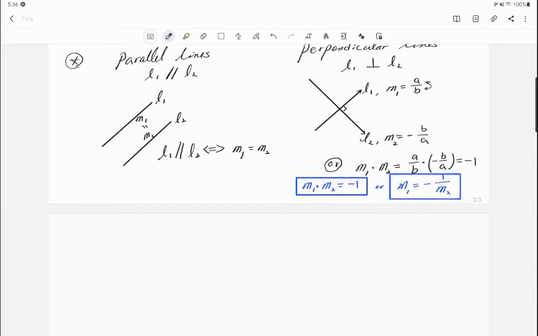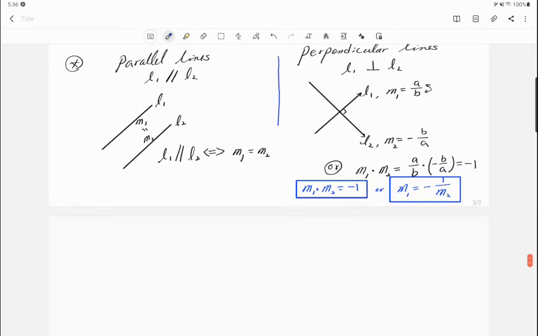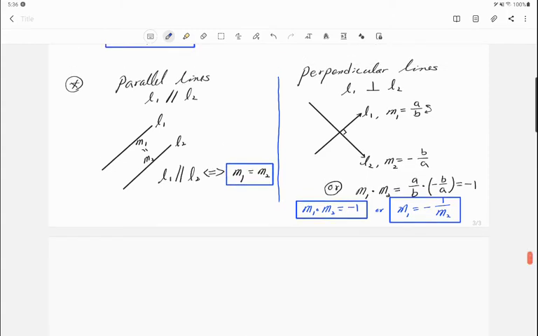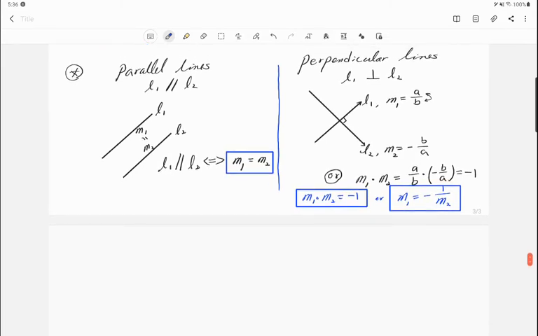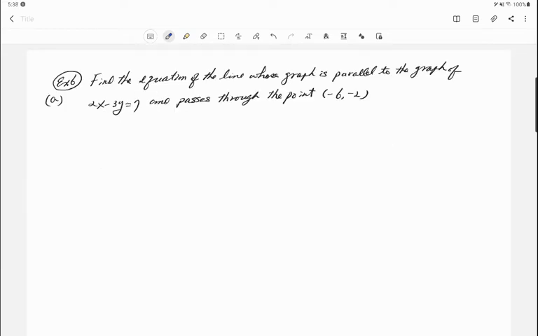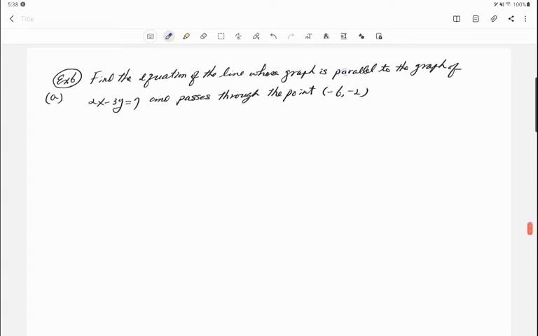Okay, then two lines are perpendicular. And if two slopes are the same, then what is it? Two lines are parallel. Okay, so using this information, let's do some exercise. Now let's find the equation of the line whose graph is parallel to this equation, right?